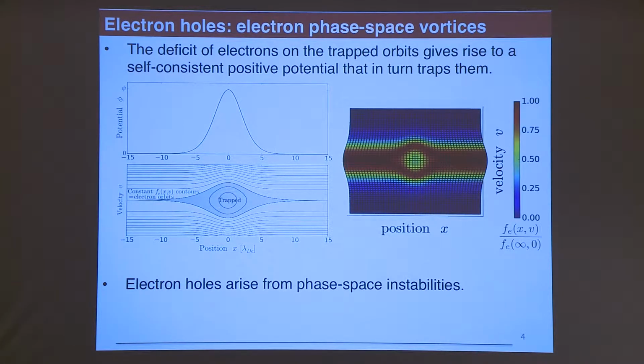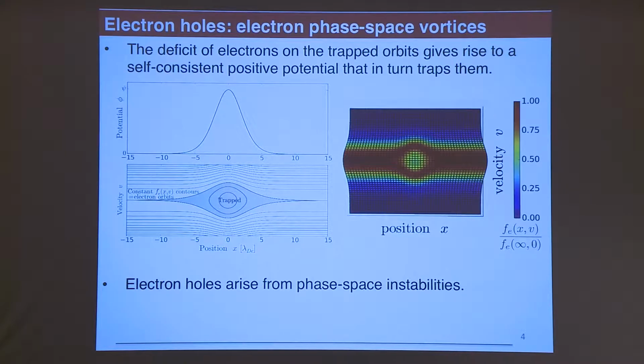The reason why we call this structure an electron hole is because when you look at the electron distribution function, which is plotted on the right, and this is a distribution function landscape, it basically tells you for a given position and a given velocity how many electrons there are. There's a dip in the phase space density of electrons at the position of the electron hole. So it's effectively a phase space hole.